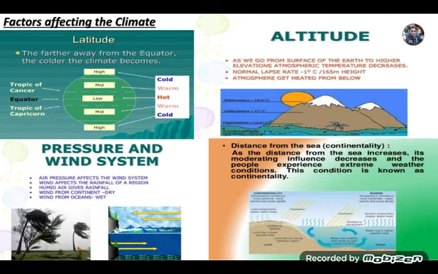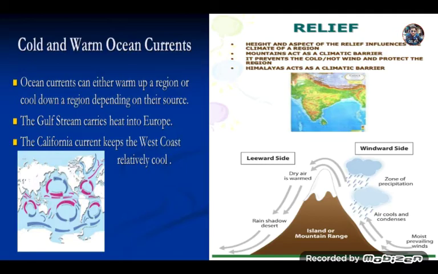Distance from the sea, if you are living near the sea, your region will have the equable climate. That is, summer will not be too hot, winter will not be too cold. But if your region is far away from the sea, you will experience continentality. Continentality means your region will have the extreme climate where summer will be too hot and winter will be too cold. So distance from the sea also influences the climate of any region.